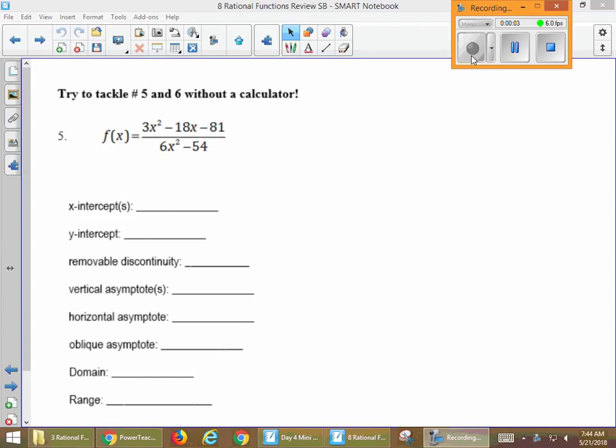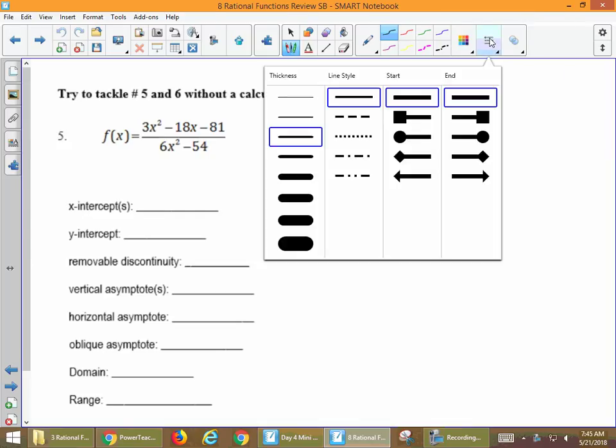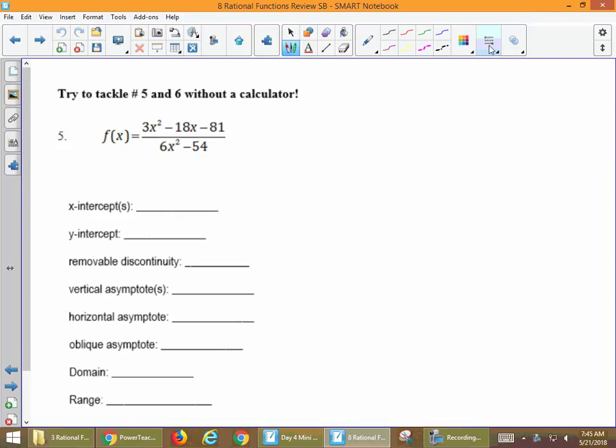Okay, so next section, you're going to want to try to tackle without a calculator. So we always want to factor first. The first thing we're going to do here is factor our numerator and denominator. In our numerator, we can factor out 3 as a GCF. In our denominator, we can factor out a 6.